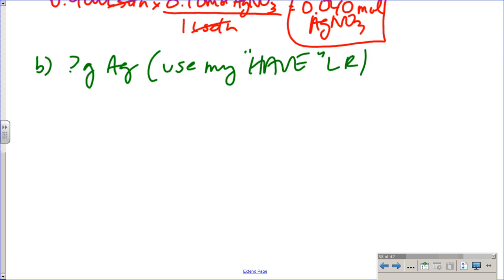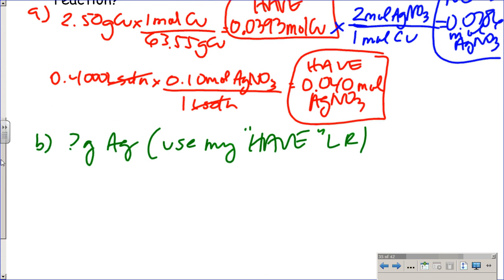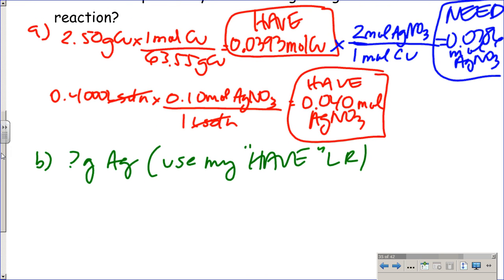Okay, so what am I starting with? Right, so this is my LR. I'm starting with the half of my LR. So I'm starting with 0.040 moles of silver nitrate. Okay, how do I get to silver? Straight up silver.